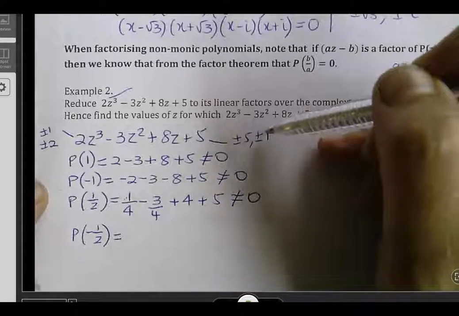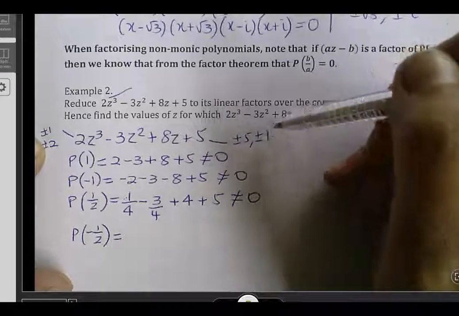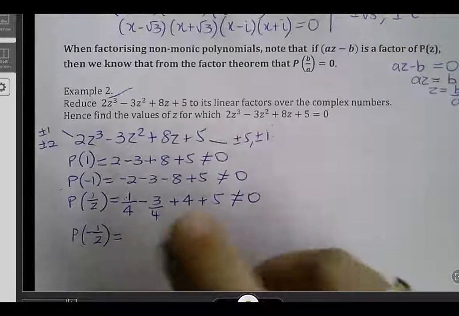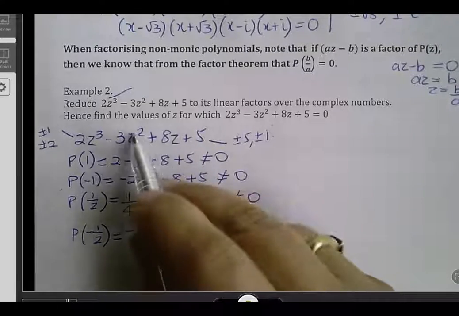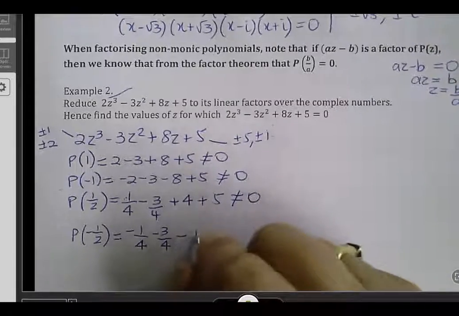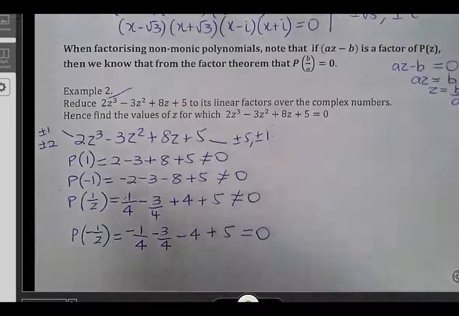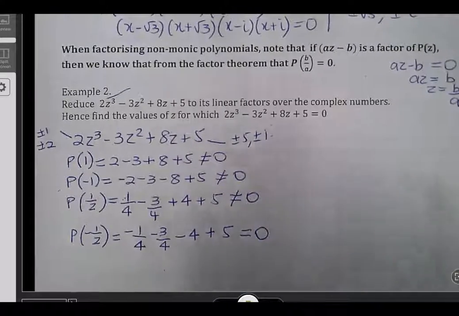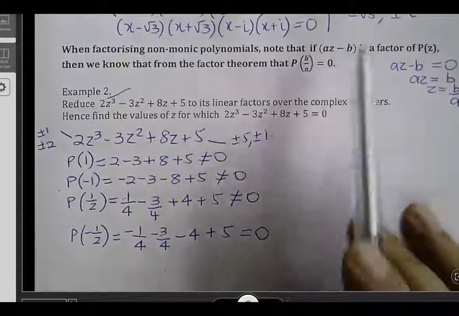Think of the ones you can consider as 1 over 1, 1 over negative 1, or whatever. Then 1 over 2, 1 over negative 2. Negative a half in here gives me, I think, negative a quarter. Negative a half would give me the same result as before, negative 3/4. Negative a half is negative 4 plus 5. I think that is going to give me 0. Got it? That gives me 0. So therefore, how do you get negative a half if you start off like this?